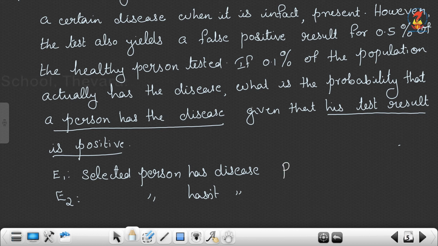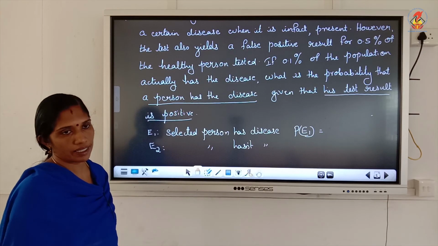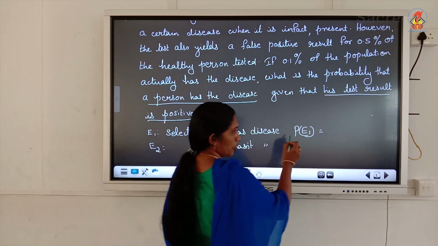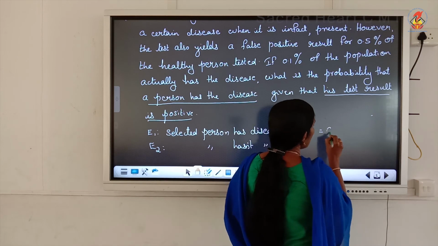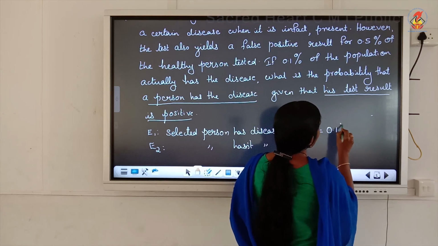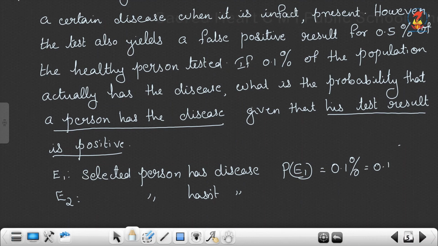Now what is the probability? It is given that 0.1% of the population actually has disease. So we can write P of E1, which means the person has disease. The probability is 0.1%, or we can write 0.1 by 100, which, multiplying numerator and denominator by 10, is 1 by 1000.